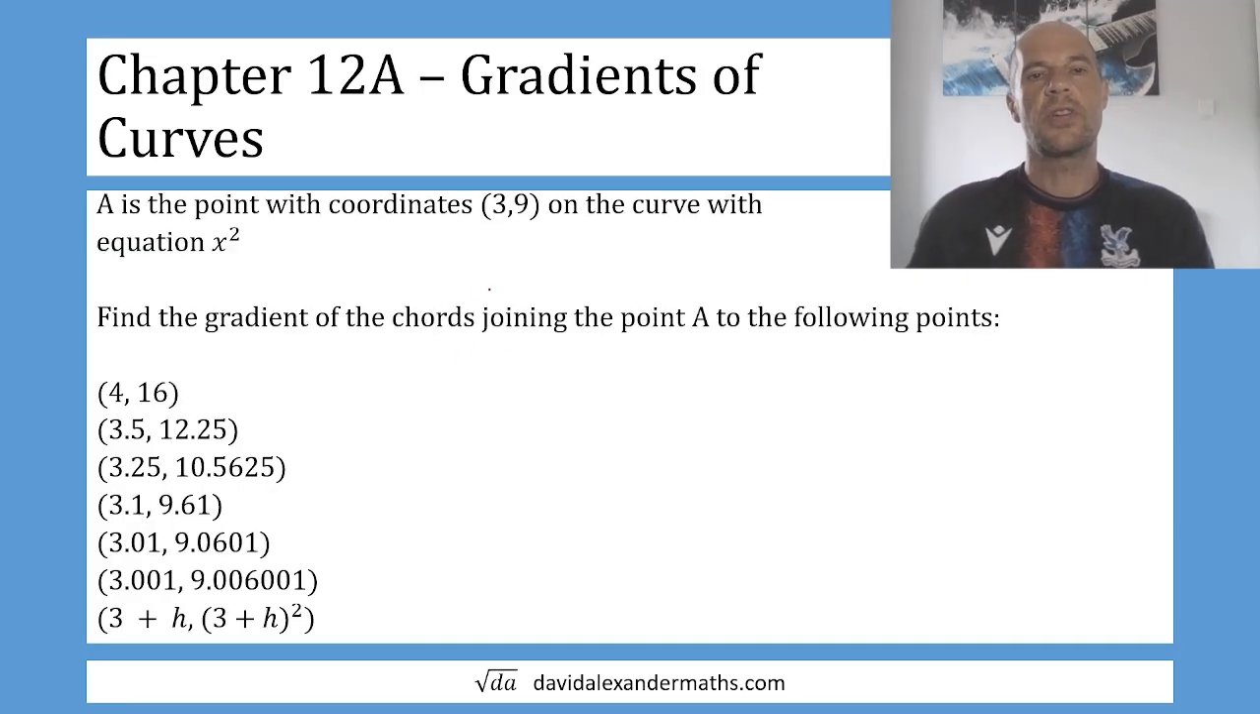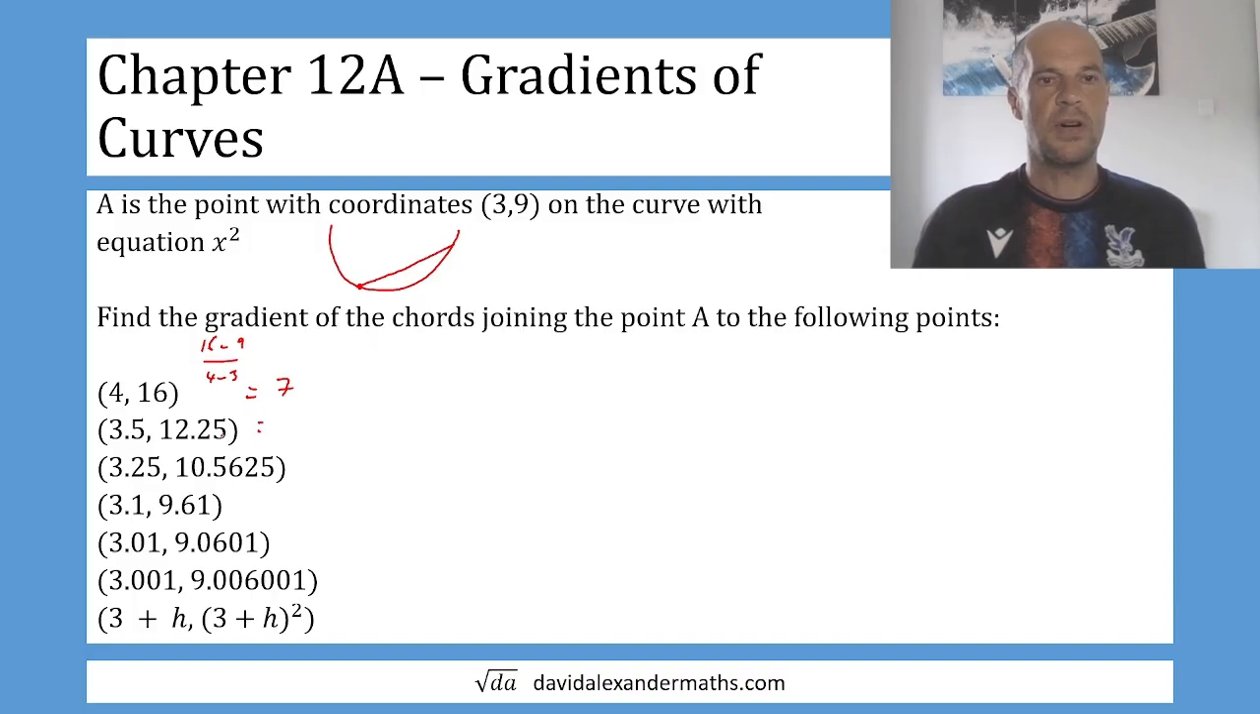A is the point with coordinates 3, 9 on the curve with equation y = x squared. Find the gradient of the chords joining the point A to the following points. Okay, so we've got x squared, and we're working out the gradient of these chords, and this is the point 3, 9. So this would be 4, 16, for example. So to calculate the gradient, it's the change in y over the change in x. So that's going to be 16 take away 9 over 4 take away 3, which is 1, and 16 take away 9 is 7. So here the gradient is 7.